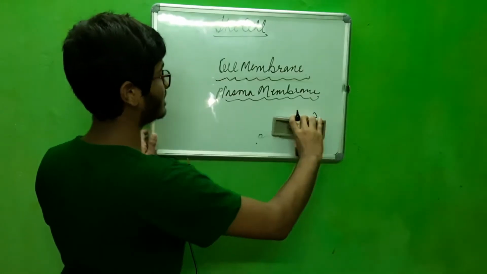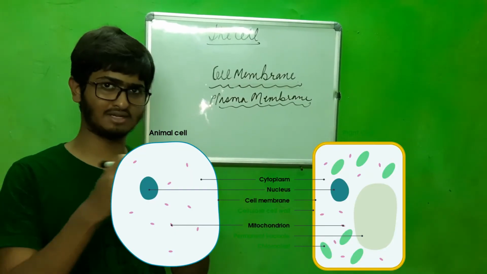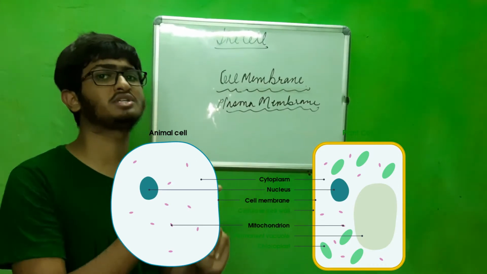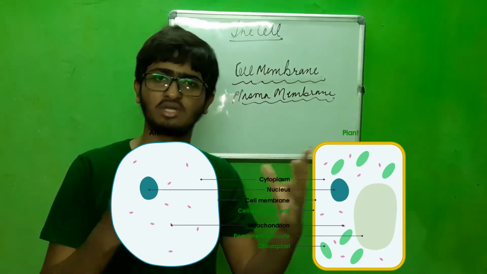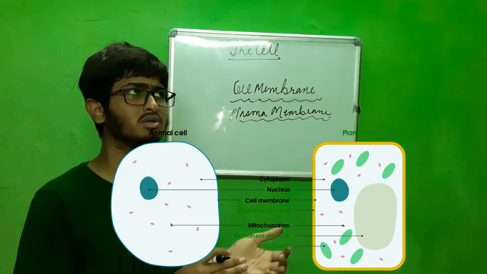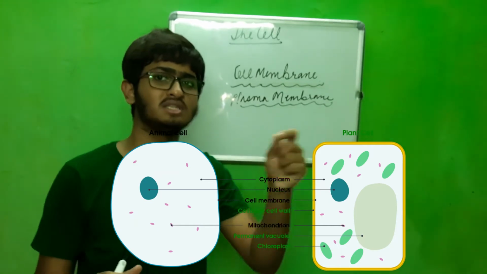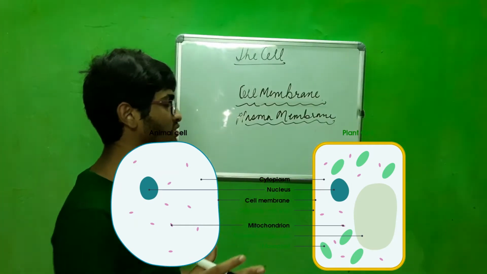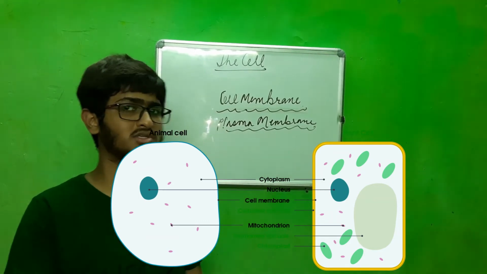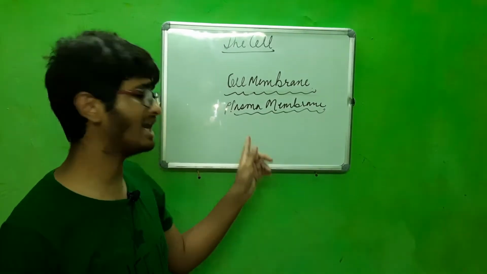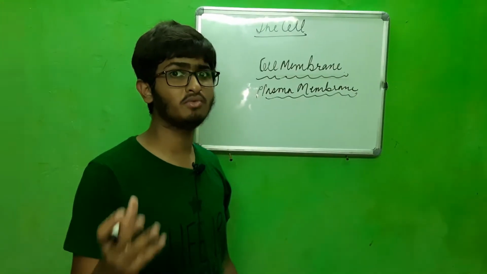Now location, as mentioned earlier, it is the outermost covering of an animal cell and the innermost covering of a plant cell. That means, see, sometimes the organelles are present in both animal and plant cells, so you have to specify what the location is in these two different types of cells. So it is the outermost covering of the animal cell and the innermost covering of the plant cell. So that is the location of the plasma membrane. Now we move on to its function.